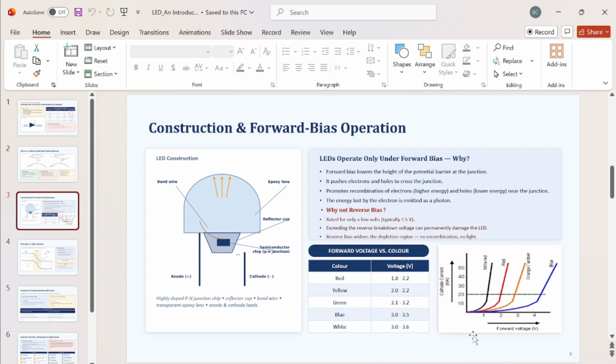From here, it is very much clear that as the wavelength of the emitted light is decreasing, the voltage when the diode is forward biased, so the forward voltage drop across the diode, is increasing with decrease in the wavelength of the emitted light. It is also clear from here, as we are moving from red to blue light, we are seeing that the forward voltage drop across the diode is increasing.